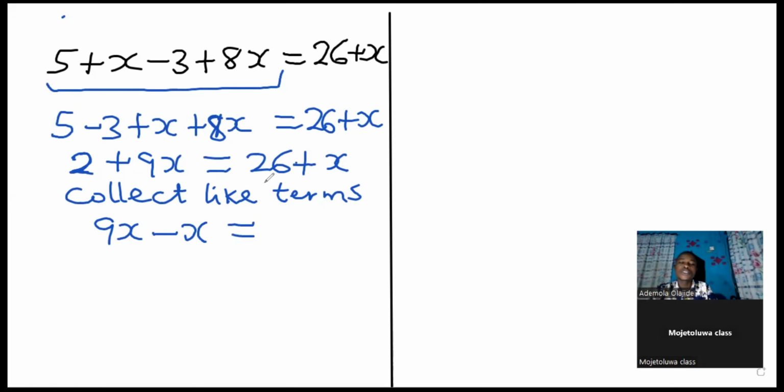To the right, we already have 26. So what are we moving to join 26 on the right? What figure is coming to join 26? X. I can see you are not following again.